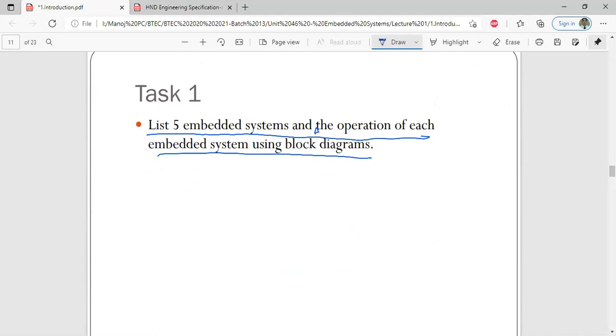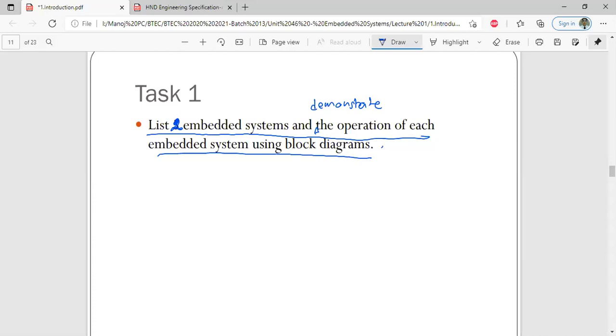What we call and demonstrate, right? The operation of each embedded system using block diagrams. Since we have limited time, I'm not going to give you five. So list two embedded systems and demonstrate the operation of each embedded system using a block diagram. That is what you have to do as the task.